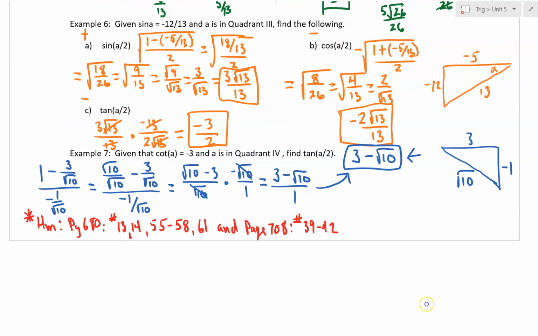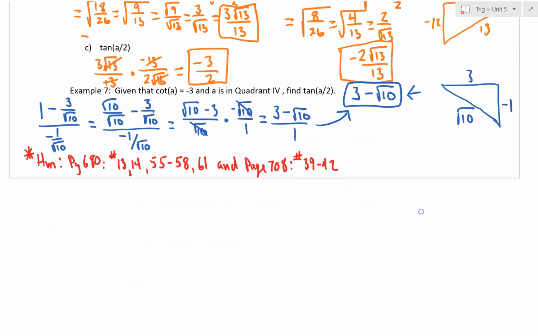Half angles. A little bit of math in here for some of this, but just algebra, just got to move things around.